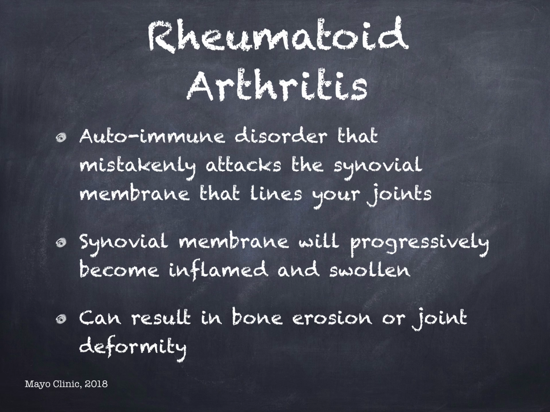Next, we'll talk about rheumatoid arthritis. Rheumatoid is an autoimmune disorder, and it basically mistakenly attacks the synovial membrane that lines your joints. That synovial membrane can become more and more inflamed and swollen over time. This can result in erosion of the bone or joint deformity.